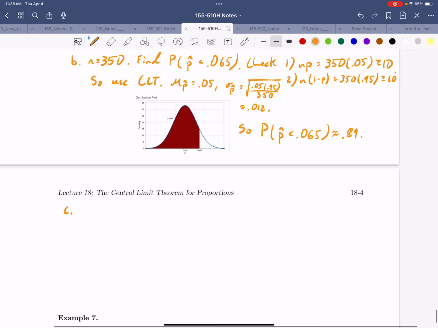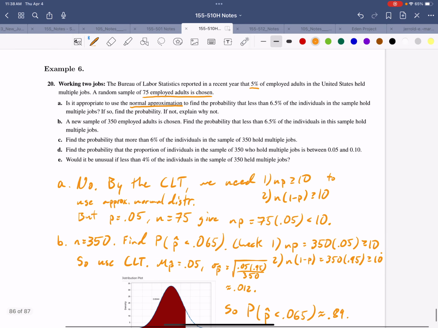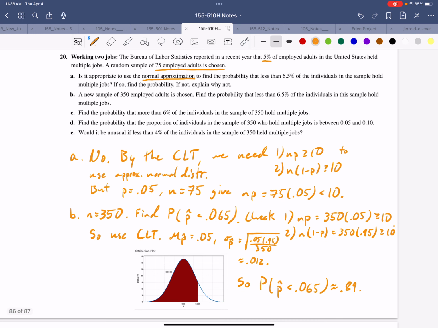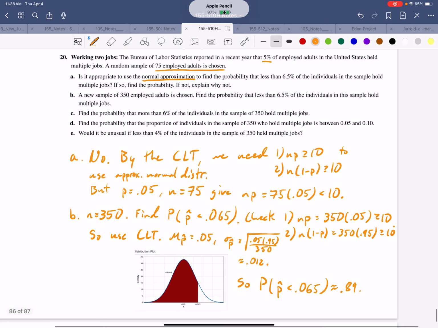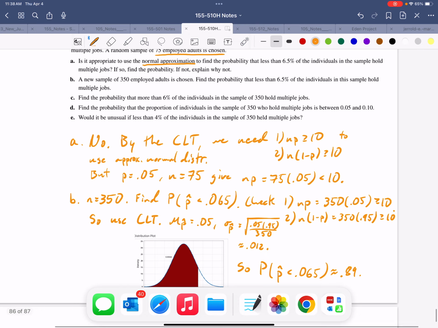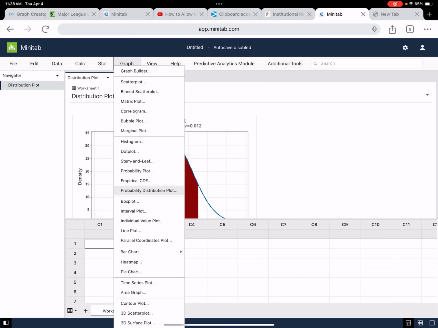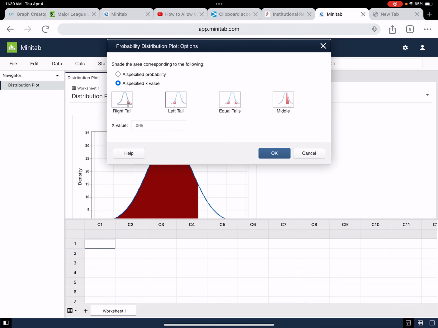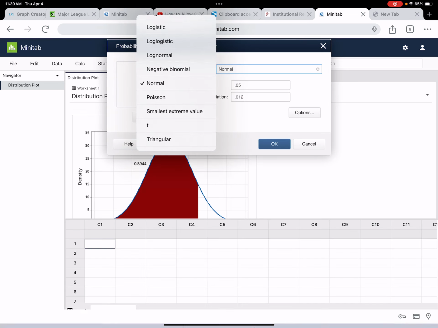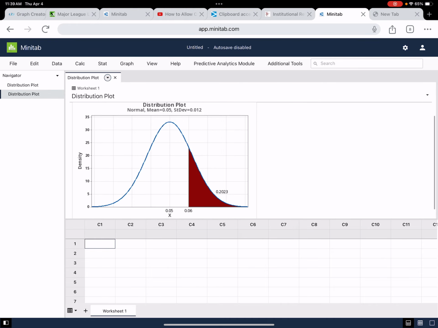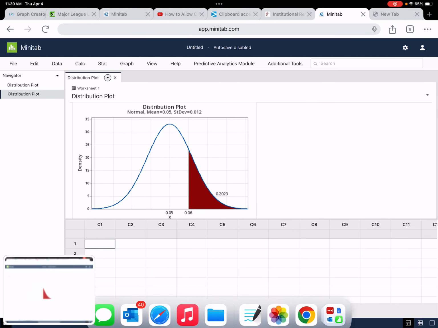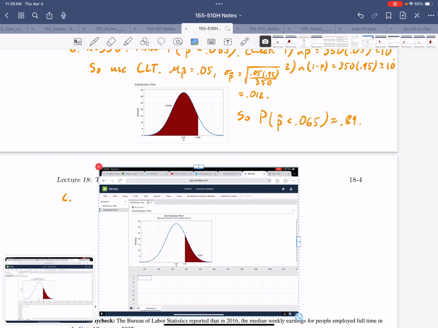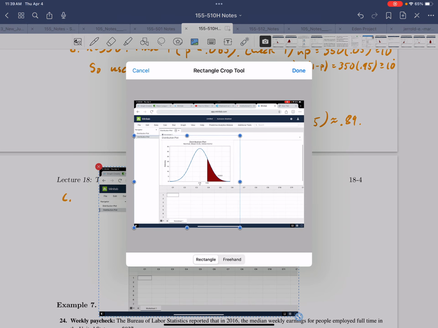Let's see if we can do parts C, D, and E. Probability that more than 6% of the individuals hold multiple jobs, well, same sort of thing. We just go back into Minitab, do our thing, except we're doing right tail, and we're doing 0.06. And that's it. And that is our answer. All right, we're just going to crop this.